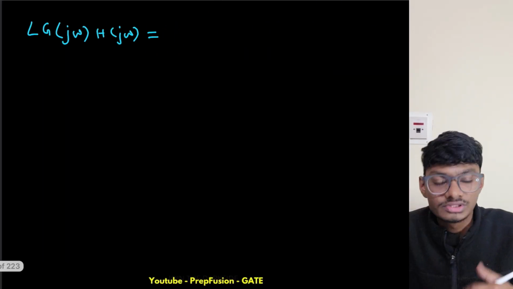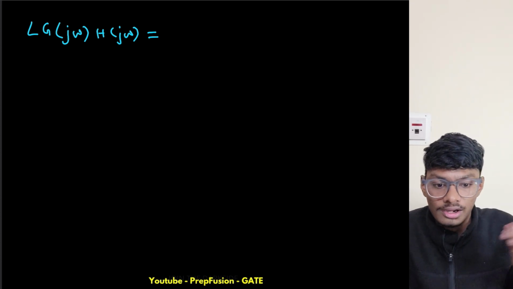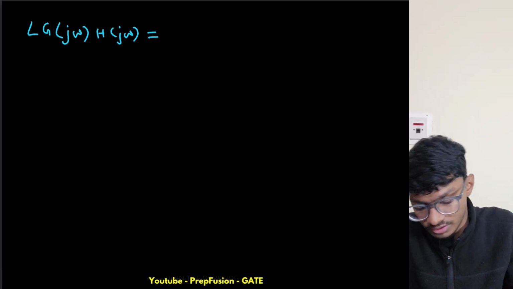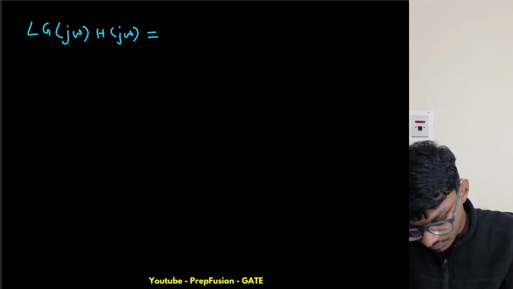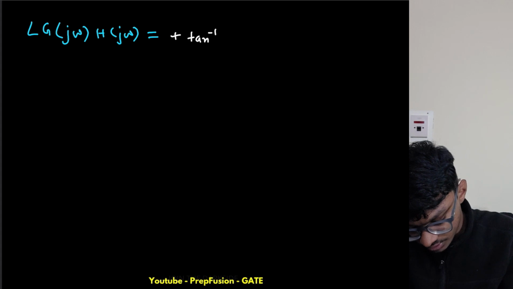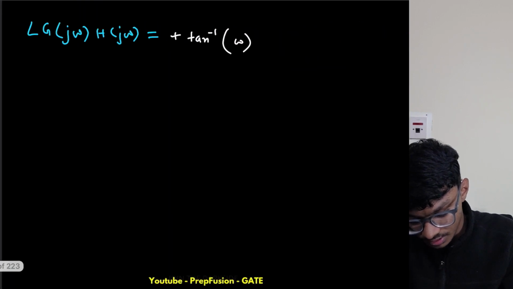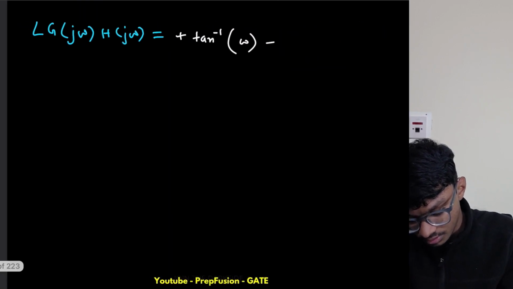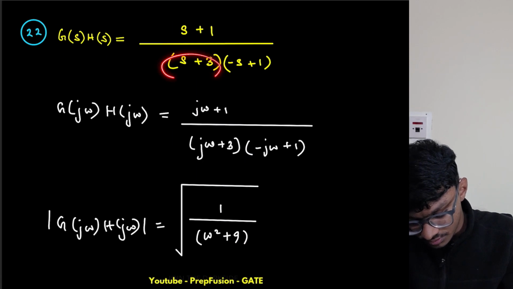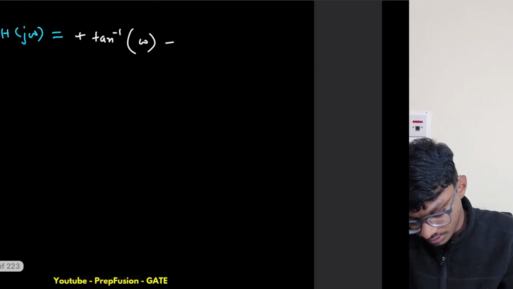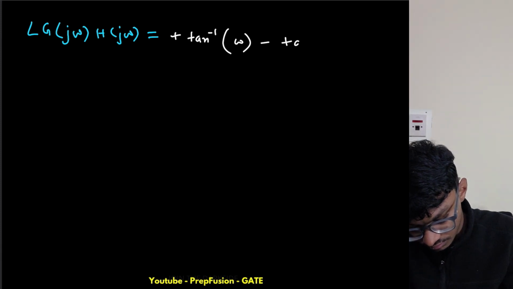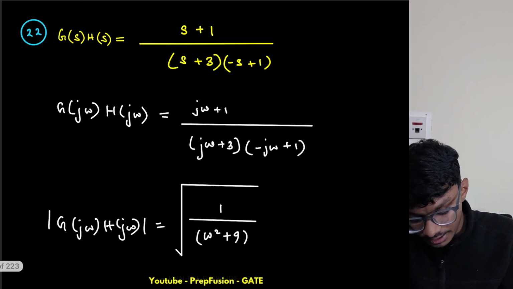Due to the zero, obviously I will get a positive contribution because the zero is on the left hand side of my s plane. So some positive angle is contributed, which is tan inverse omega by 1, which is tan inverse omega itself. Then some negative angle is contributed due to this pole, which is tan inverse omega by 3. And again some negative angle due to this one.